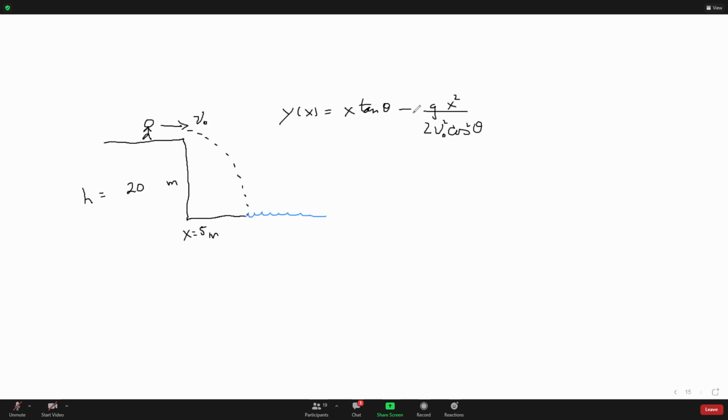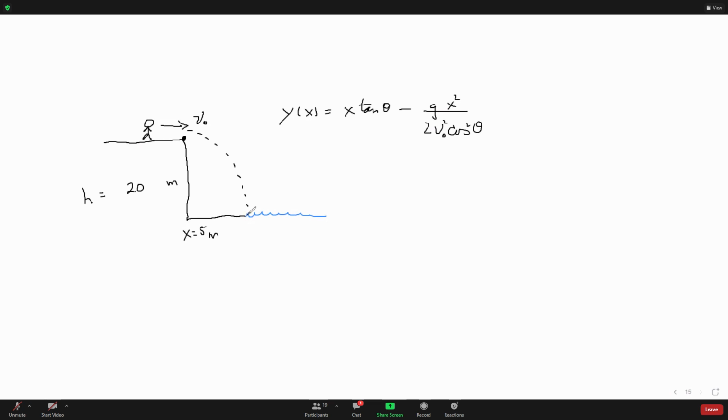All right. Now that presupposes that my x equals 0, y equals 0 is right there. V0 is in the positive x direction. So what does the angle theta equal? The angle theta equals 0, doesn't it? So what is the tangent of 0? The tangent of 0 is 0.